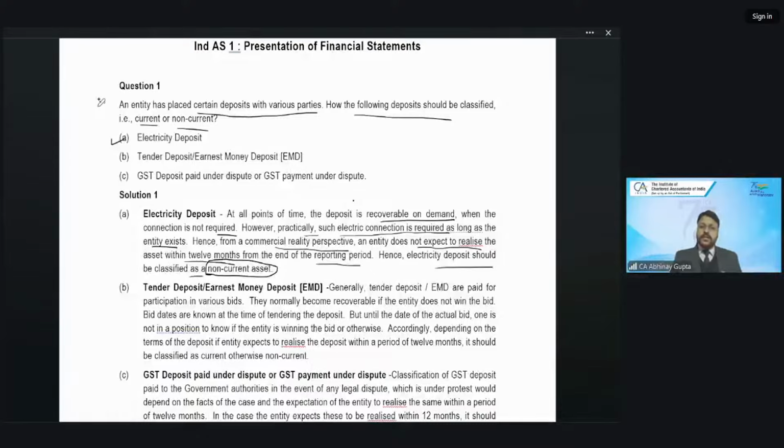Tender deposit, earnest money deposit, EMD. What do tender deposit or EMD mean? Whenever a bid is conducted on a sale, for example scrap sales, the tender will be given. The people who are going to participate in the bid will deposit some money. If they win, the tender deposit money will not be returned to them. And if they do not win, then the tender deposit will be released. If the bid period is less than 12 months, then it will be classified as current, otherwise it is non-current.